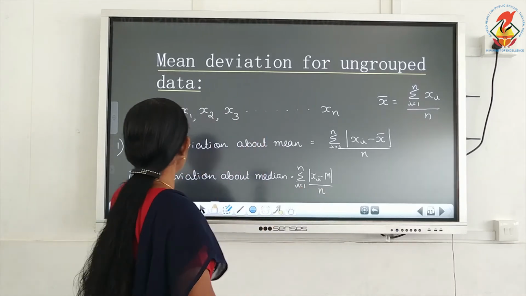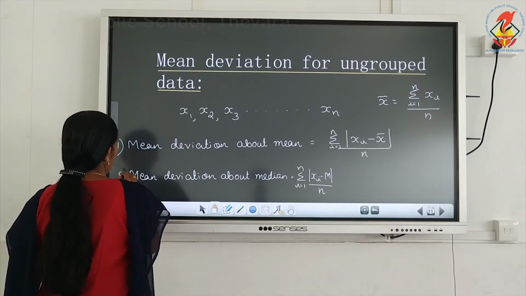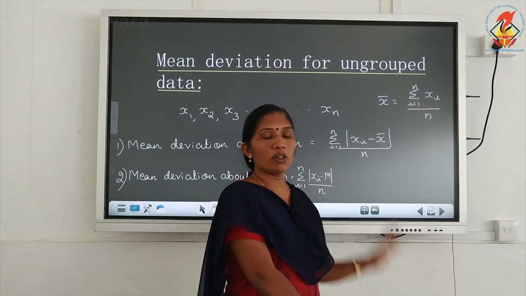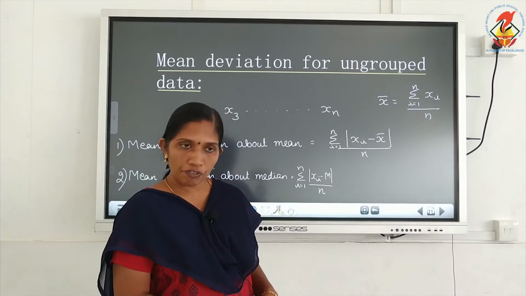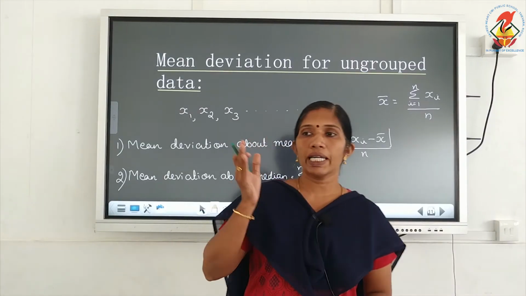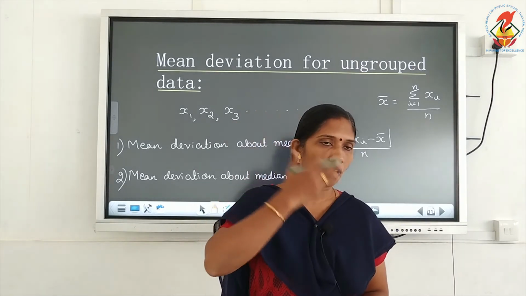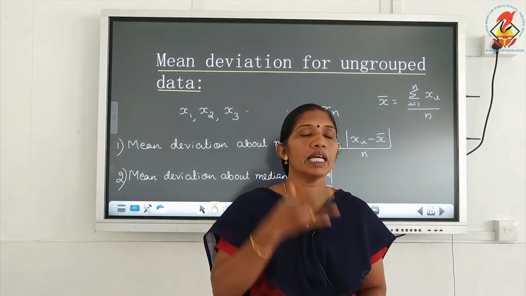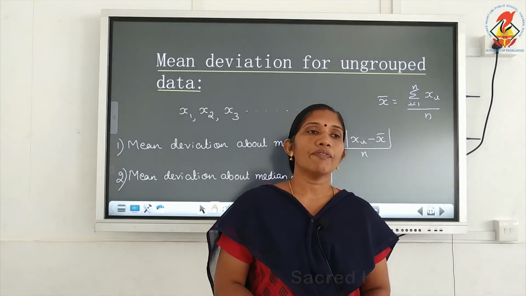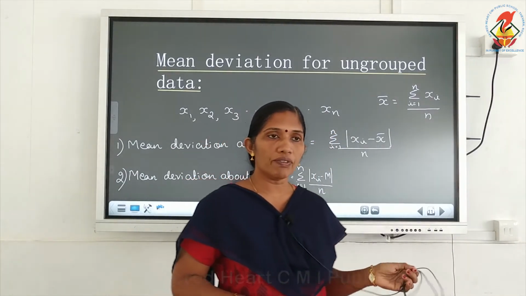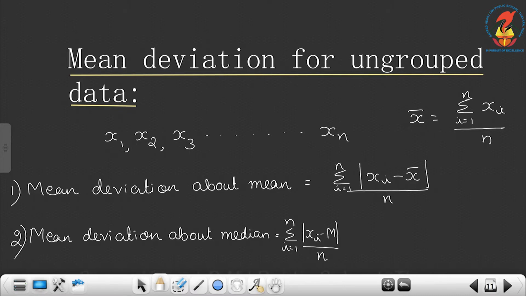Now the next is mean deviation about median. Let x1, x2, etc., xn be n observations. How to find median for raw data? We have to arrange the observations in ascending or descending order, small to big or big to small. Then find the middlemost number. Here the number of observations is n. If n is odd, what is the median? If n is odd, the (n plus 1) by 2th observation is the median.